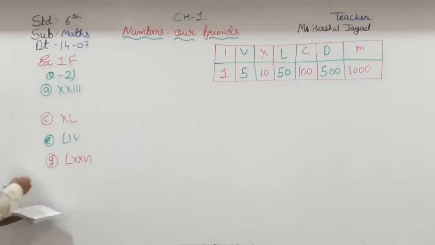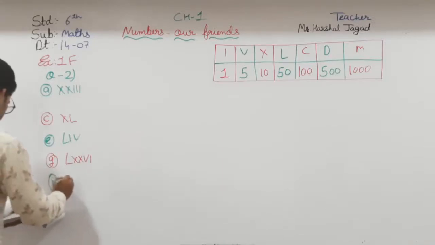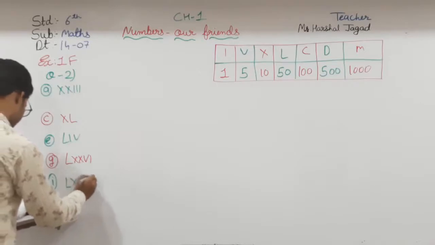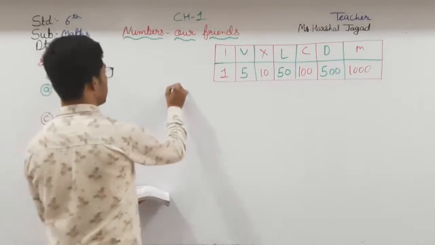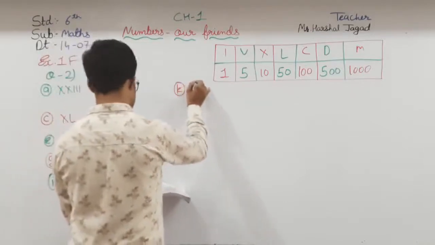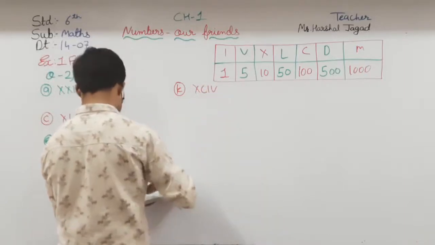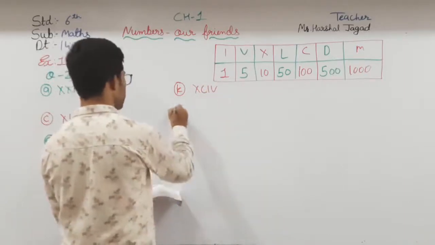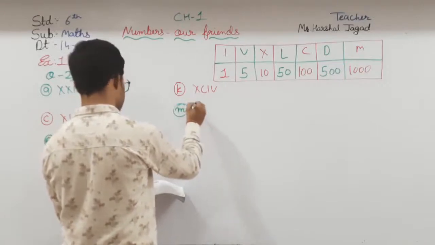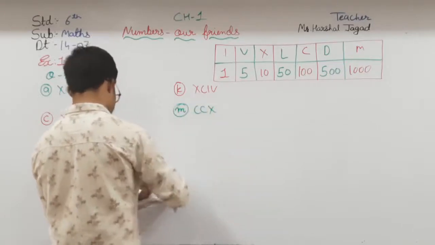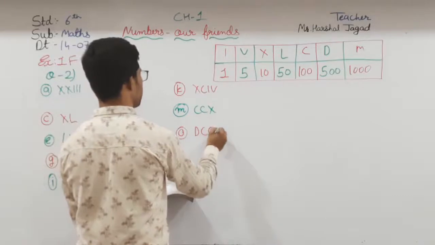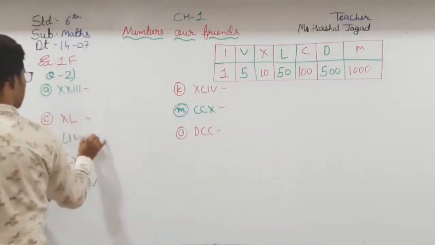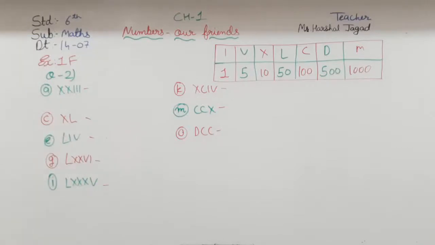Then after I, LXXXV. Then after K, XCIV. Then after M, that is CCX. Then the last one, that is O, DCC. Okay, so these are all the questions, and now let us write the answers one by one.